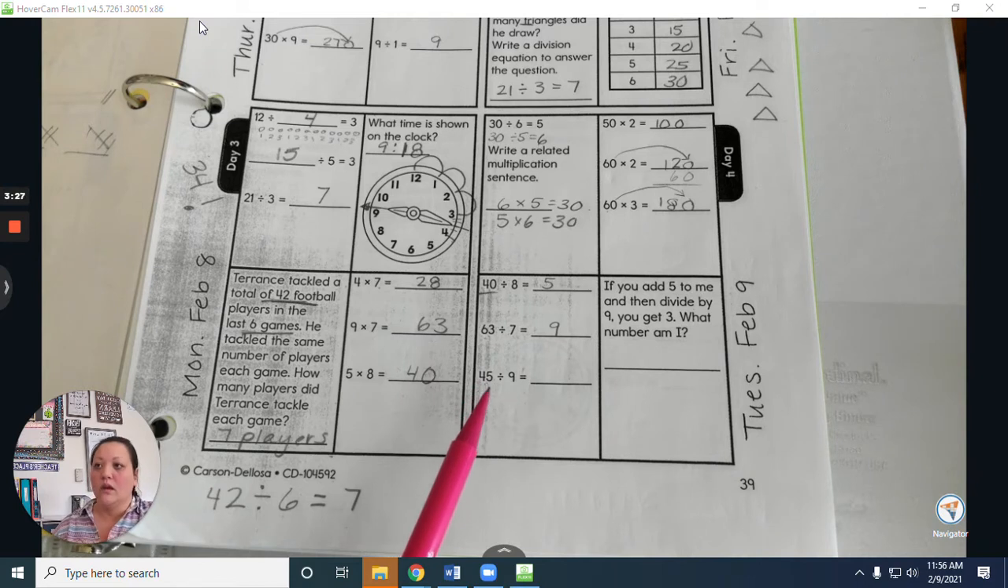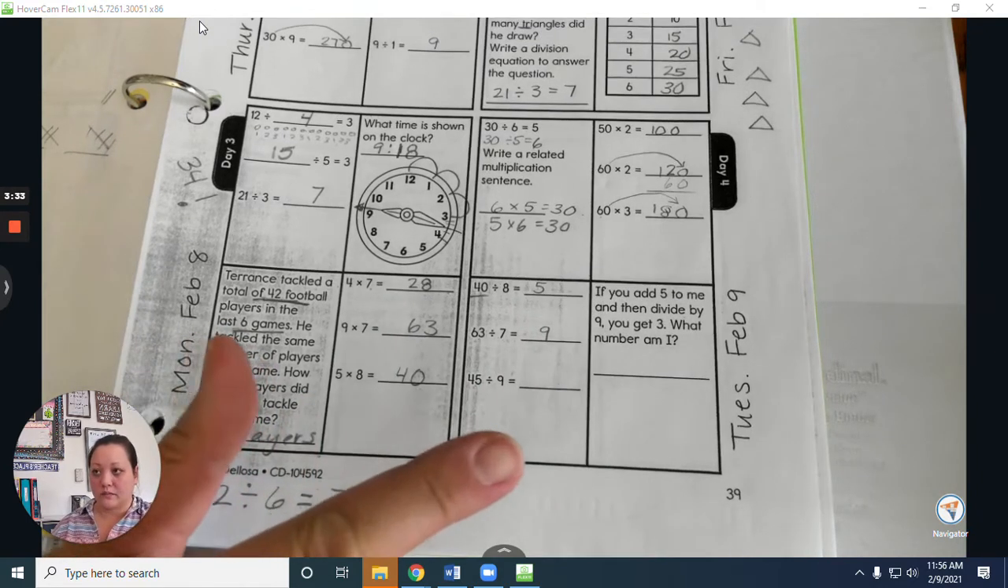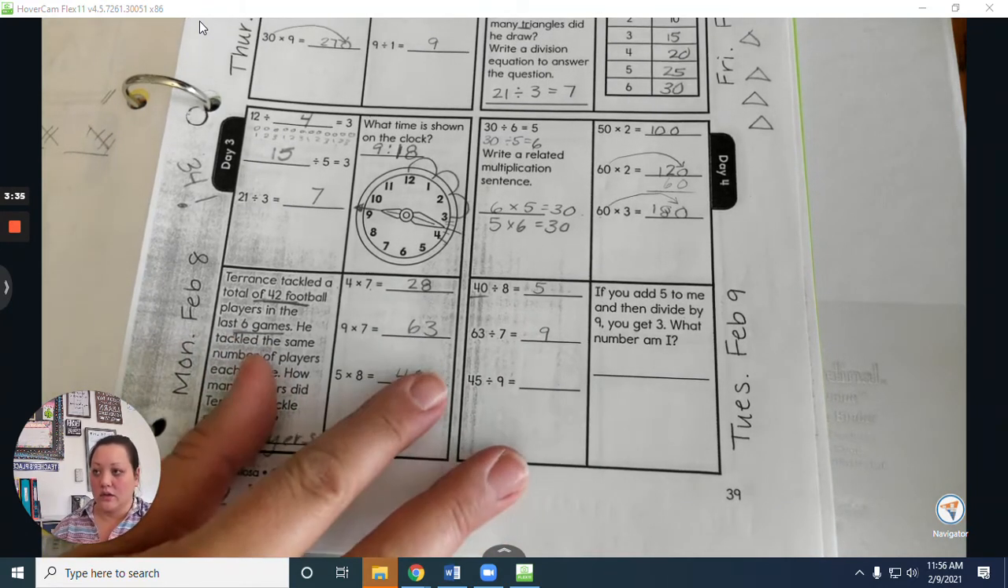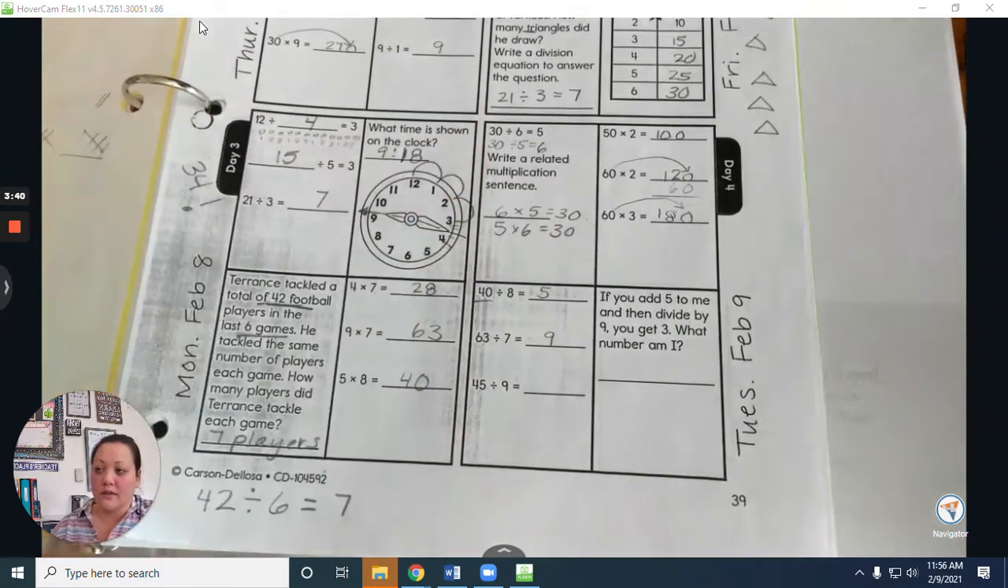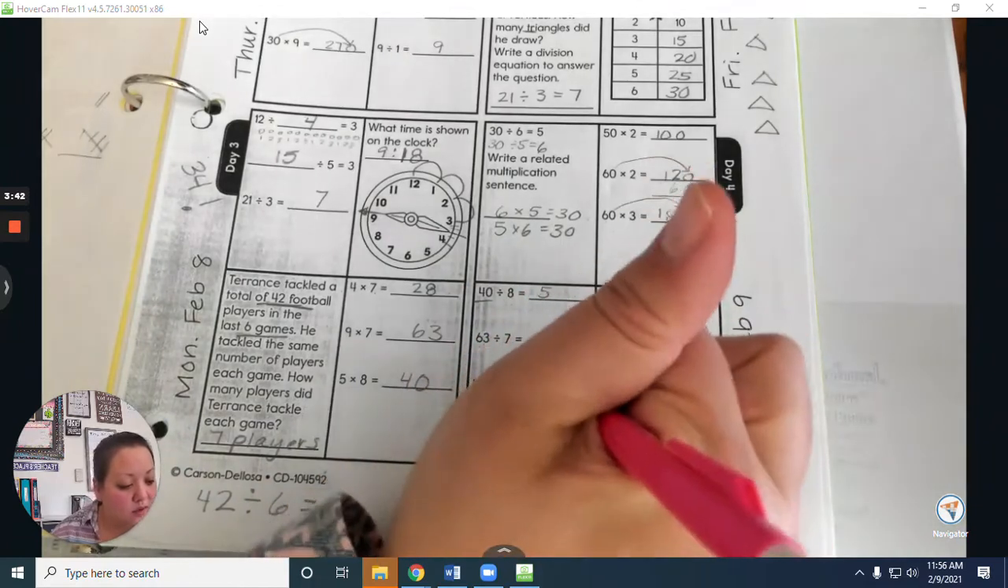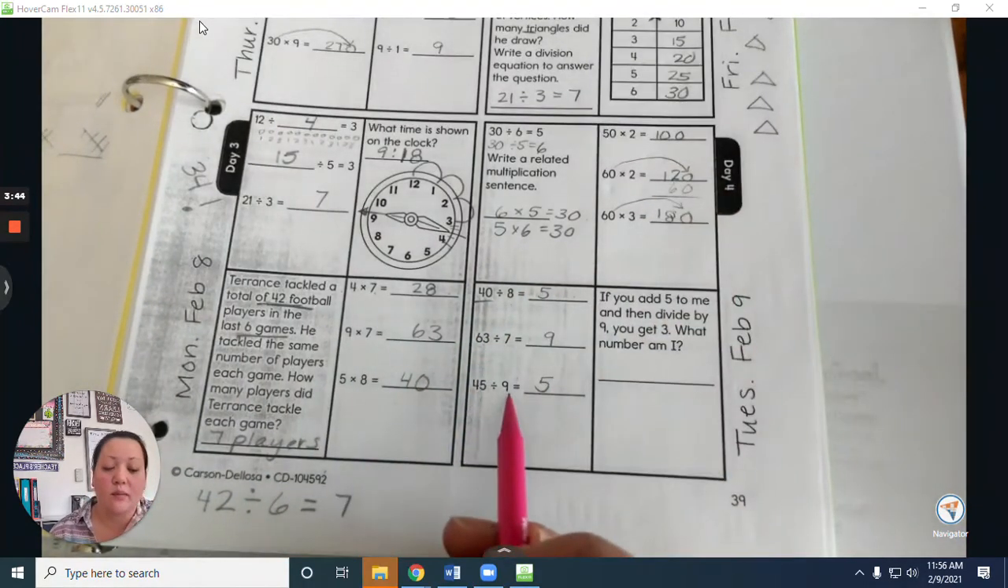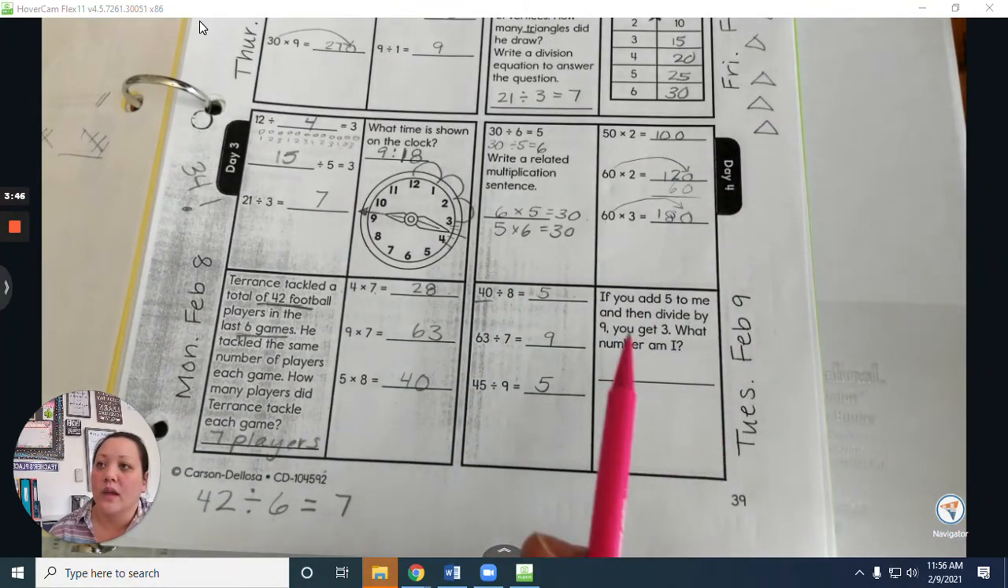Okay, well, 45 divided by 9. I'm going to do the skip counting method again. So 9, 18, 27, 36, 45. So I did that 5 times, skip counted 5 times. So that must mean 45 divided by 9 is 5.